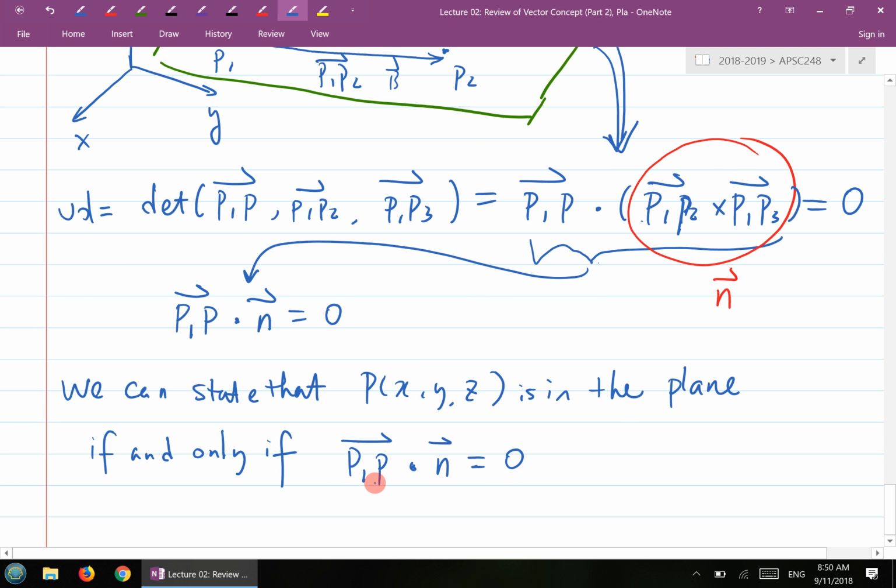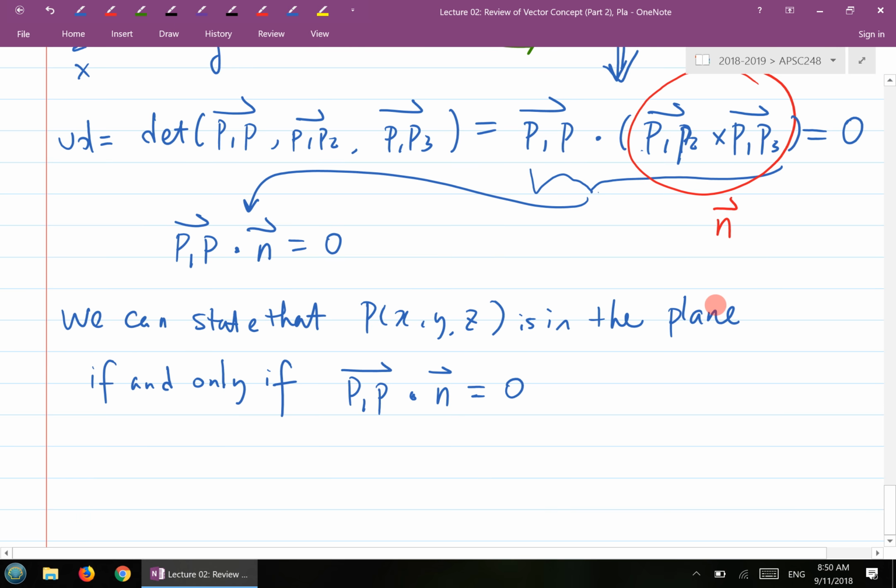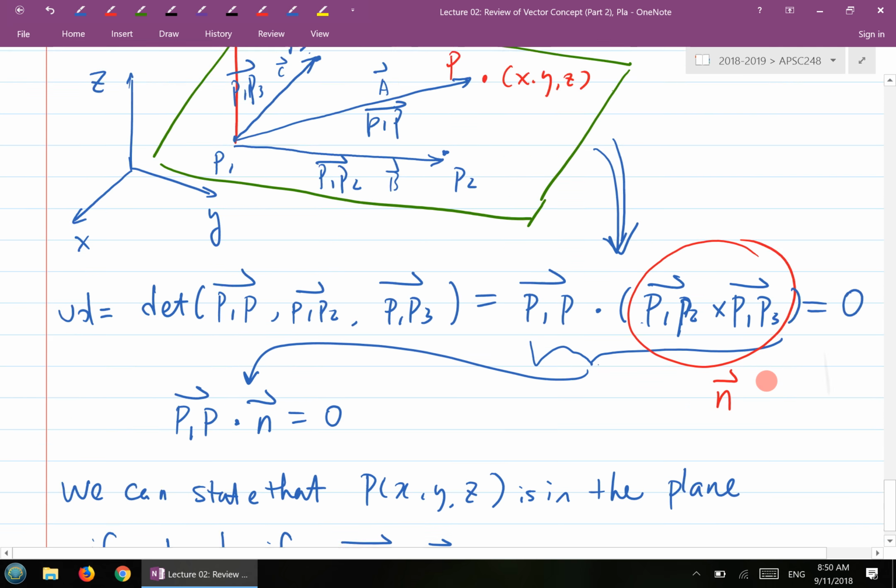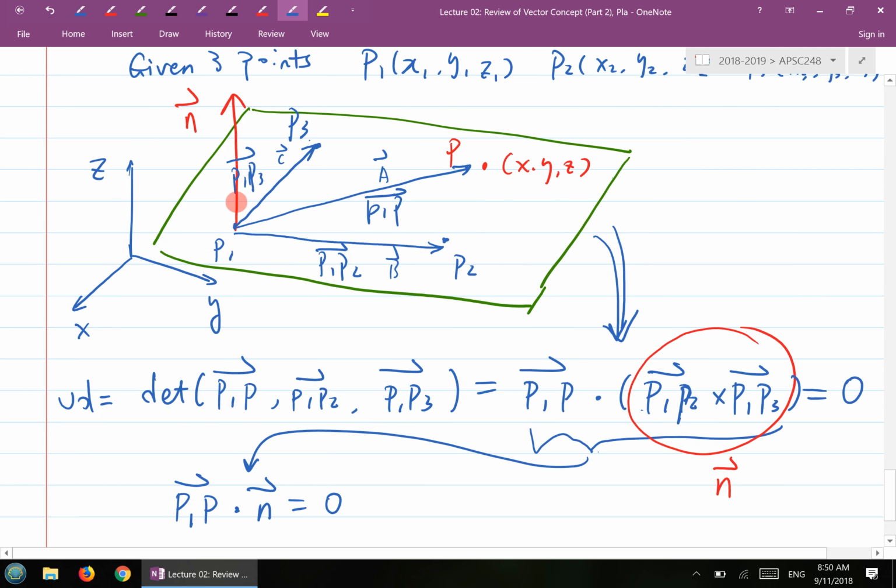P1P, or when you have a vector dot another vector equal to 0, geometrically means what? The two vectors must be? Come again? Orthogonal, exactly, right? Yeah, it must be orthogonal, or perpendicular, let's put it. So basically this P1P must be perpendicular to the n here, which of course makes sense. Look at that, because n vector is perpendicular to this plane. It must be perpendicular to any vectors in the plane, okay?